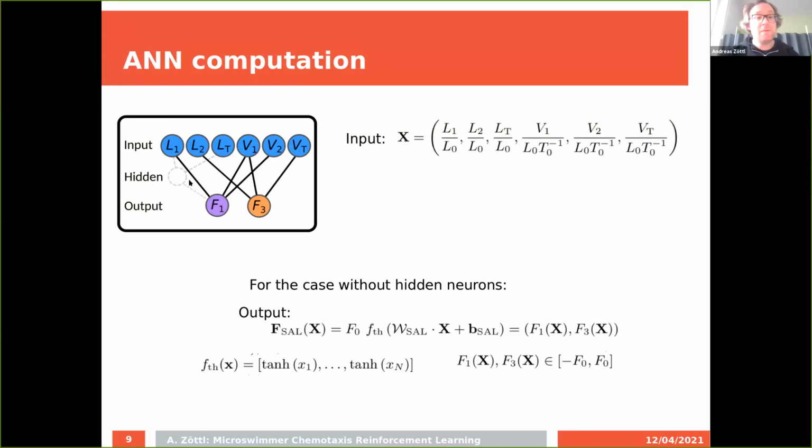which represent this, let's say, some sensing machinery. But in the case where you have only direct connections, for example, between input and output, you can simply write the output of the forces as a nonlinear function of the input x. This is essentially what neural networks are doing. It's just a nonlinear operation where you take an input and you add a weight. And here, sorry, that's the weight and that's the bias. And then you apply this nonlinear function, which in our case is a hyperbolic tangent function, which automatically assures that the forces are between minus and plus F0.